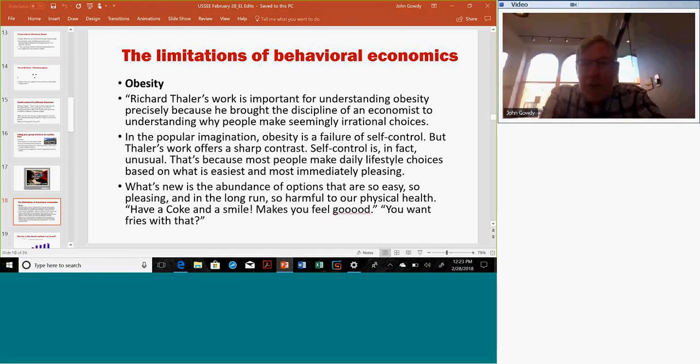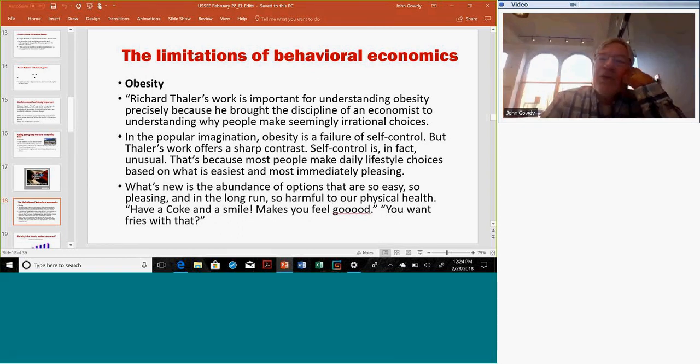There's a lot of work done by behavioral economists on obesity, and this is a quote from a newspaper article I found. He won a Nobel Prize a few years ago for his work in behavioral economics. They were important for understanding obesity precisely because he brought the discipline of understanding why people make seemingly irrational choices. Obesity is seen as a failure of self-control, but the work really points out that self-control really is unusual. Most people make daily, lifelong choices based on what's easy and what's immediately pleasing.